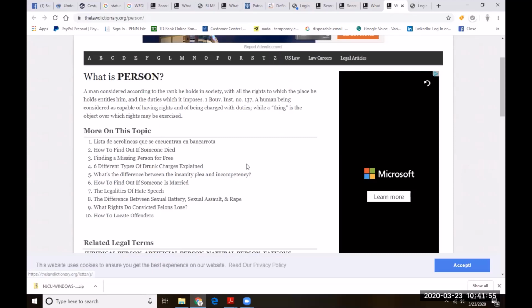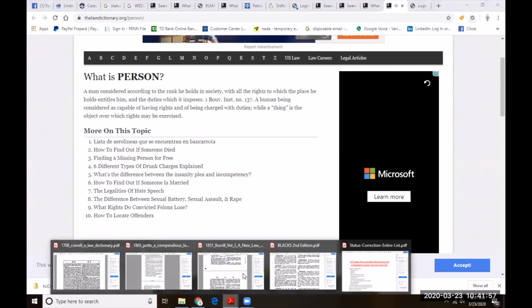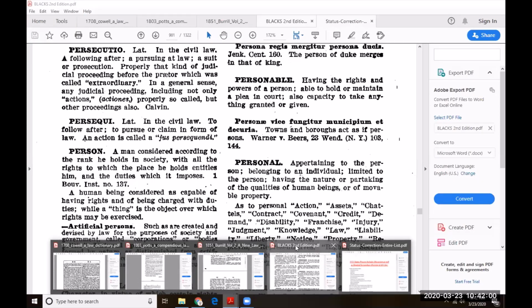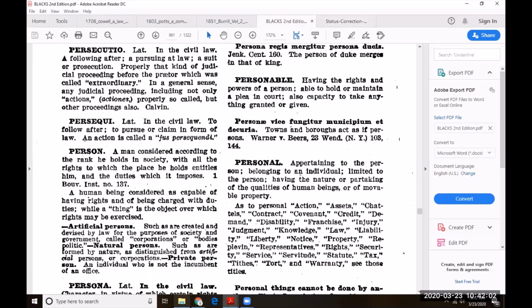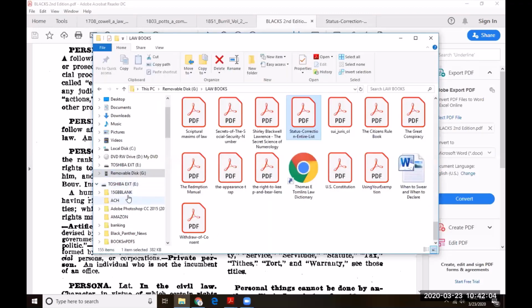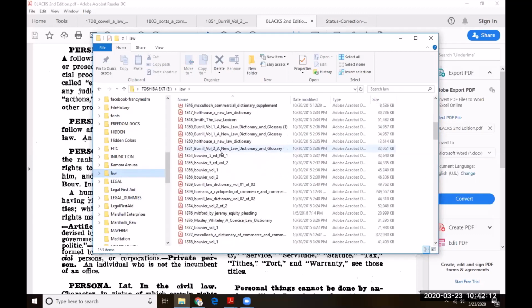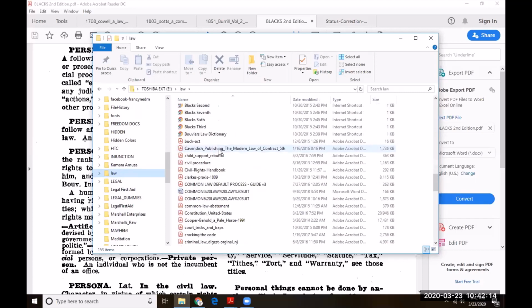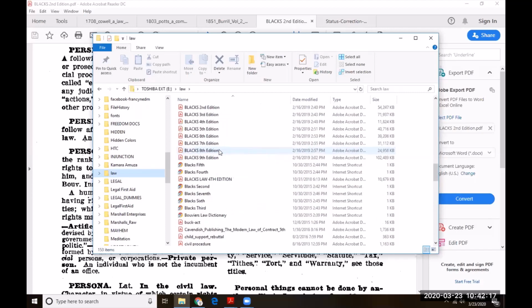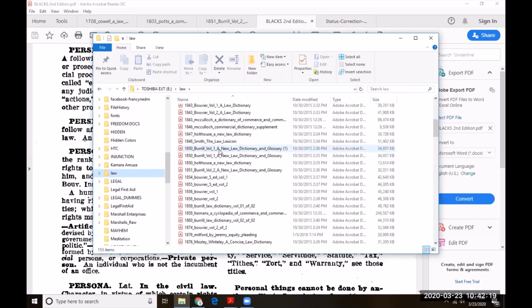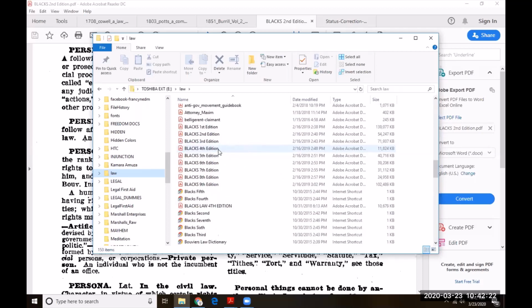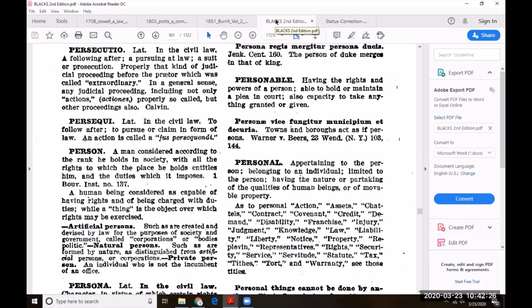I want to further expound on that by going to Black's Law, 2nd edition. And where am I getting that from? You can go online, try to find it. I have an extensive file on law dictionaries. And I happen to have Black's Law, 2nd edition, which is behind this here. So Black's Law, 2nd edition, and we're going to go into person.